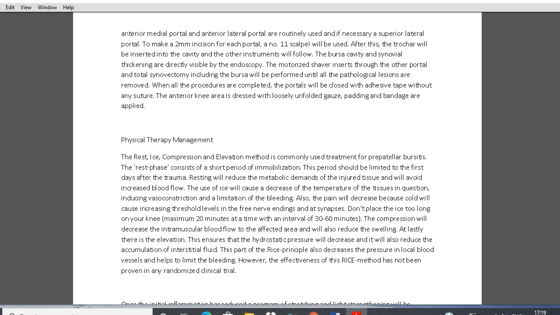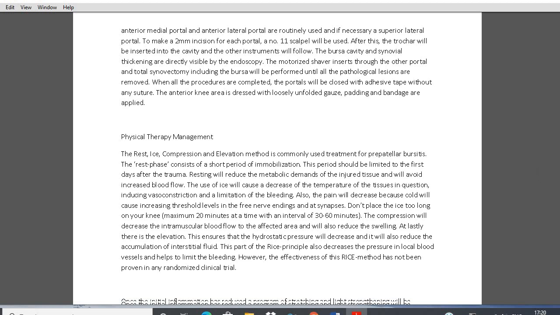The compression will decrease the intramuscular blood flow to the affected area and also reduce the swelling. And lastly, there is the elevation, which ensures the hydrostatic pressure will decrease and will reduce the accumulation of interstitial fluid. This part of the RICE principle also decreases the pressure in the local blood vessels and helps to limit the bleeding. However, the effectiveness of this RICE method has not been proven in any randomized trials.